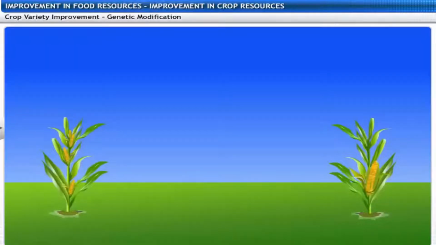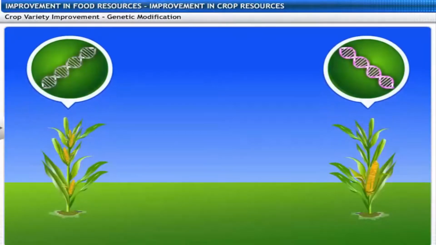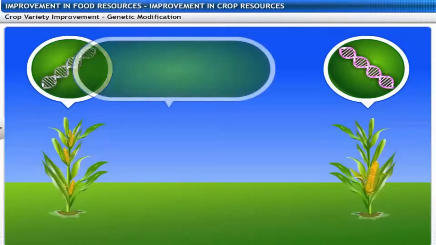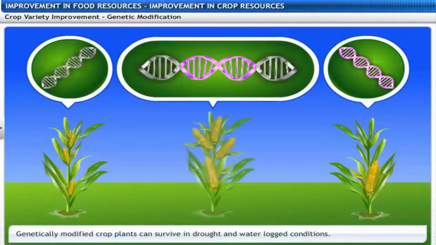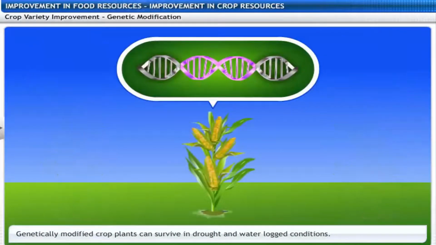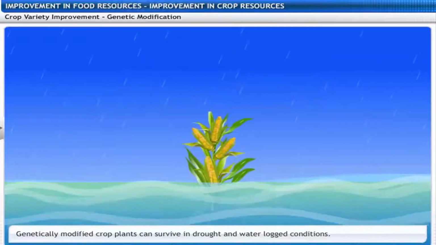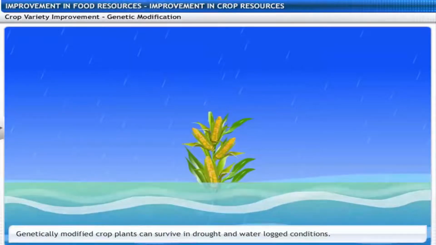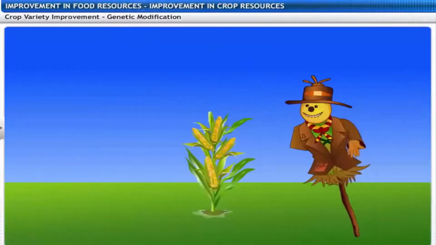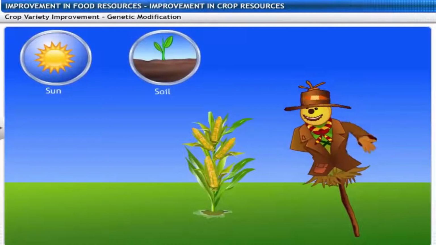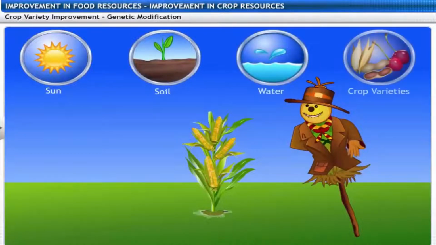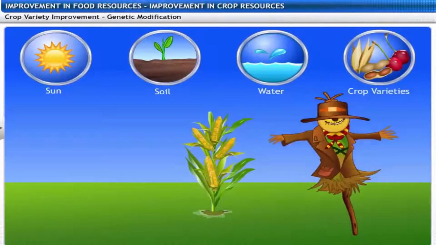Another way of improving crop yield is by introducing the desirable genes into the crop plant. This results in genetically modified crop plants that are able to survive in a drought and waterlogged conditions. Now I get it. Since crop yield is related to weather, soil quality, and availability of water, crop varieties that can grow in different conditions are developed.